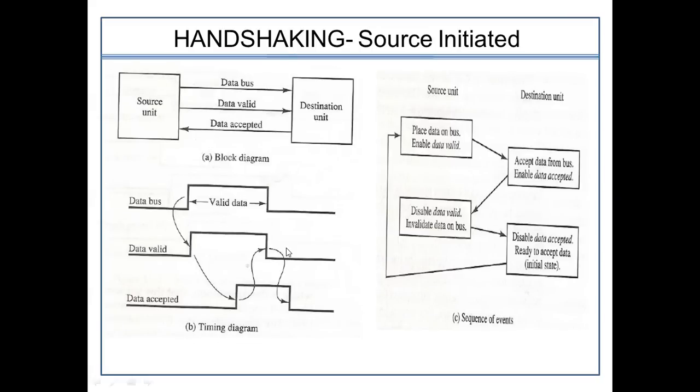Let's start understanding about the handshaking part now. Handshaking, as I said, can further be of two types: source initiated and destination initiated. In case of handshaking, one important rule is there: the data accepted signal should always be sent, right? So, what if the handshaking signal is source initiated?